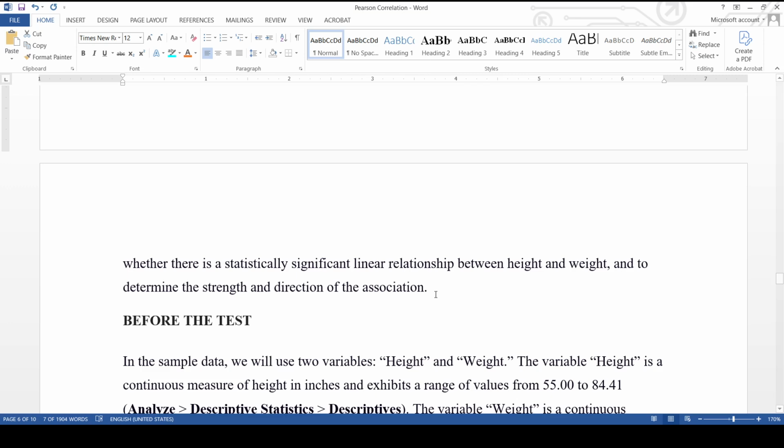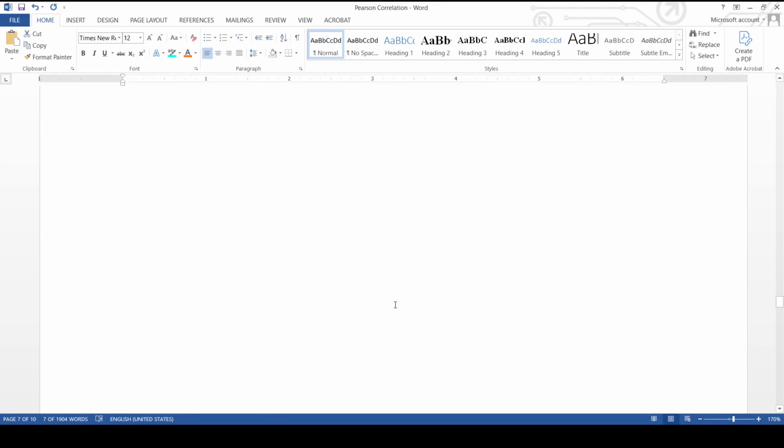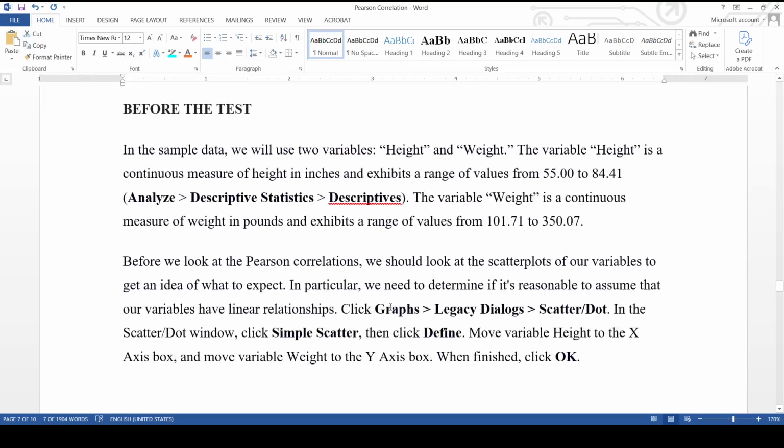Or not weak? The direction, is it negative or positive? I think we established that earlier. Now, before we do that, sometimes it is possible for us to test our hypothesis with a scatter plot diagram to see if it's going to be statistically significant or not. And that is why we normally do that.